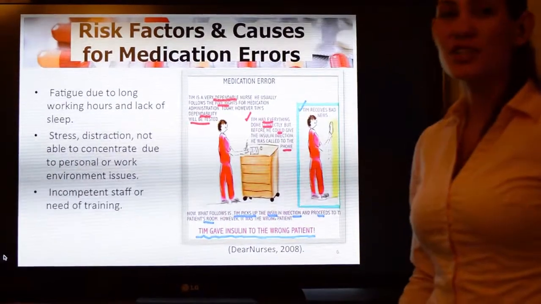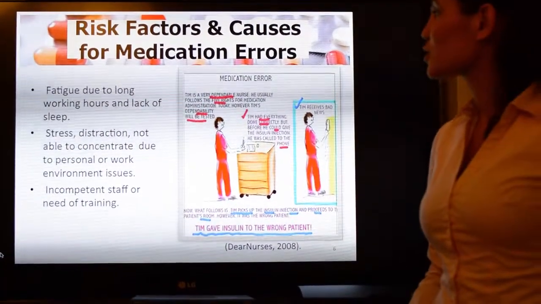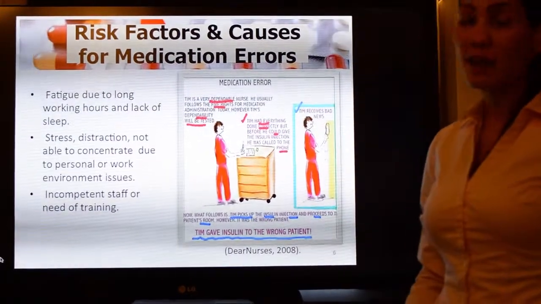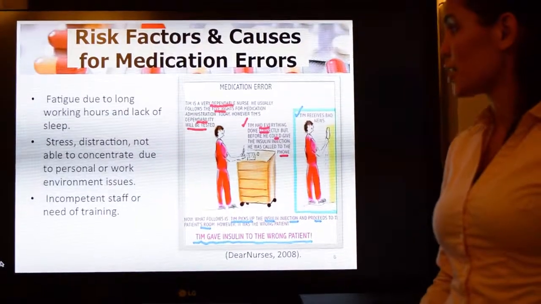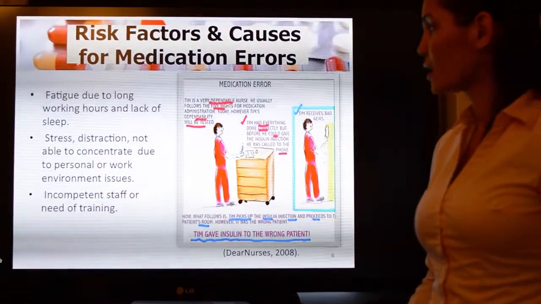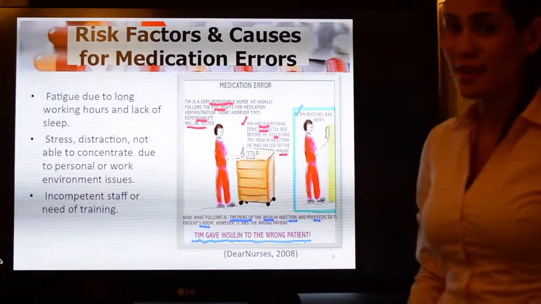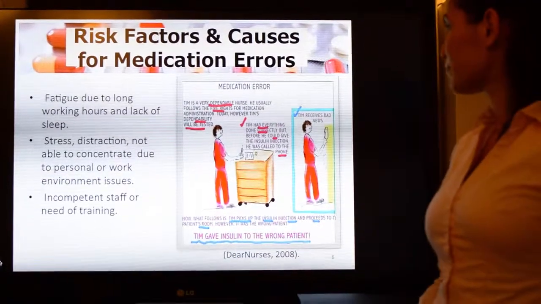What are the risk factors that lead to these common medication errors? Some of those factors are fatigue, lack of sleep, stress, not being able to concentrate, or personal issues at work or at home. Also having incompetent staff or staff which lack training.